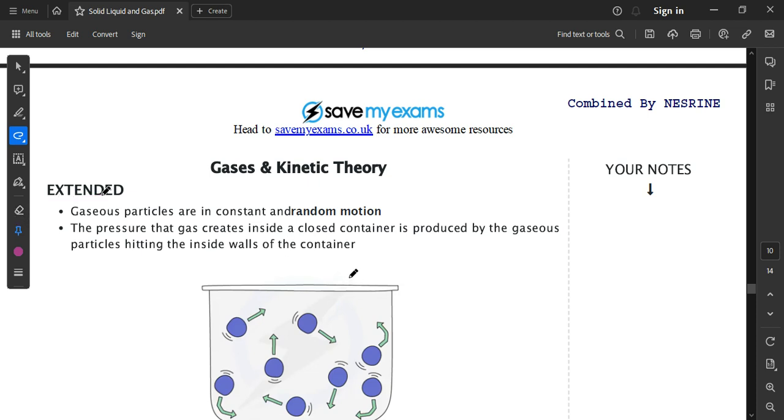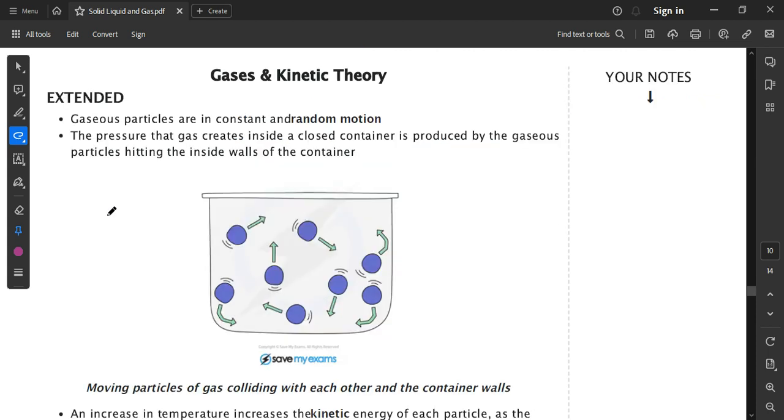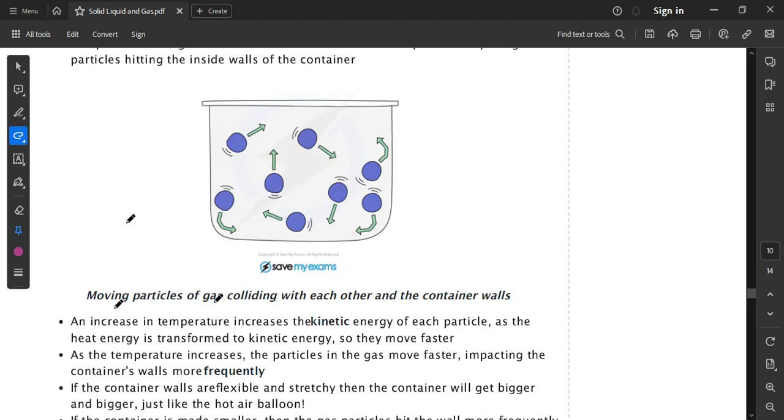Gaseous particles are in constant and random motion. The pressure that gas creates inside a closed container is produced by the gaseous particles hitting the inside walls of the container. So these moving particles of gas are colliding with each other and with the container walls. They move randomly in random directions, hit the wall and then bounce back, and this is what creates pressure.